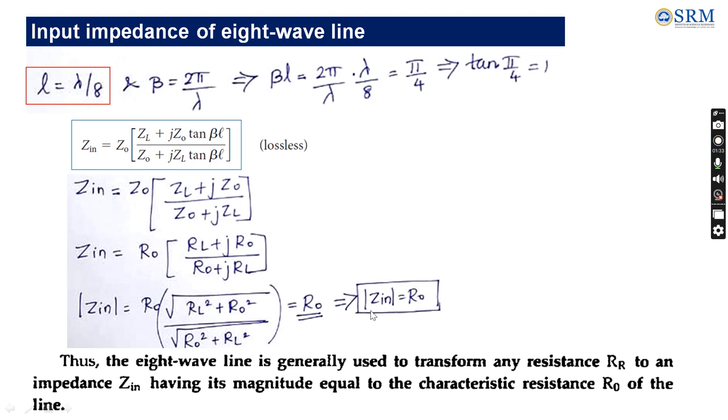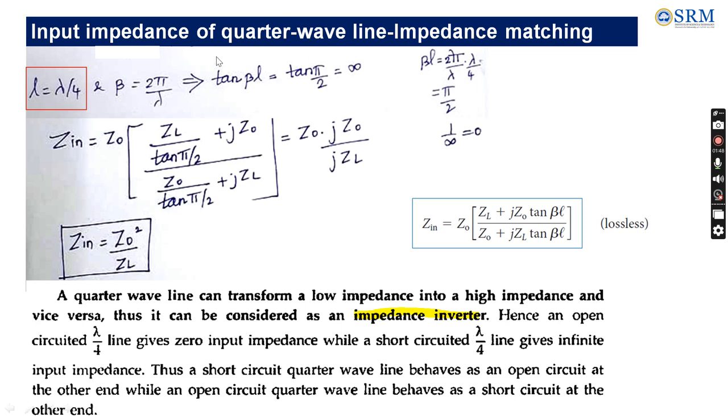So an 8 wavelength line is going to convert any load impedance into the characteristic resistance of the line. The input impedance is going to be equal to the characteristic resistance. Now let us see the length of the line as quarter wavelength, lambda by 4. In that case, beta L is nothing but 2 pi by lambda into lambda by 4. That is pi by 2.